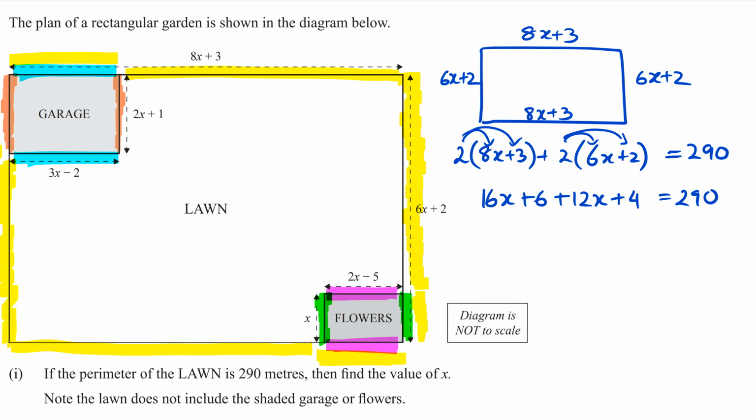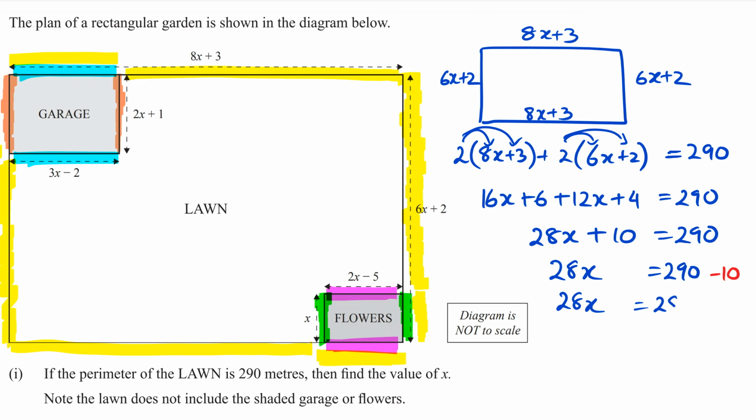equals 290. So what we've got here is 28x plus 10 equals 290, and then 28x equals 290 take away 10. We've got 28x is equal to 280. x is equal to 280 divided by 28. And so we can say that x is equal to 10.